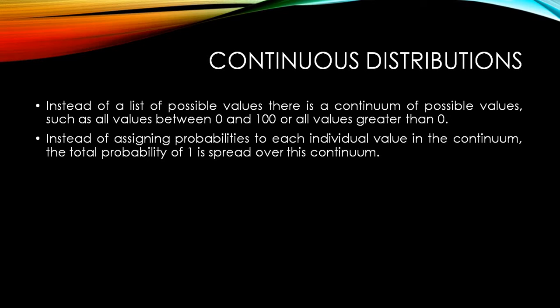So instead of assigning probability to each value, what we do is we assign probabilities between 0 and 1, the probability of 1 that is spread over a continuum. We know that the total probability of the occurrence of any event is 1. So that probability of 1 is spread over a continuum. That is what a continuous distribution is. So we are dealing with normal distribution, which is a continuous distribution. That is to say, it doesn't deal with a specific data point. It deals with a continuum of data.